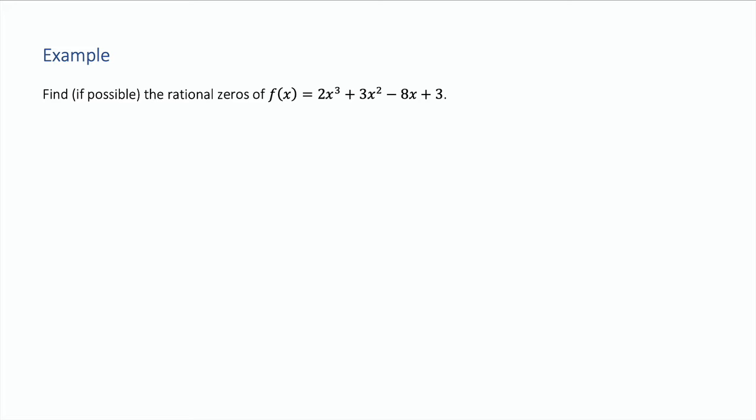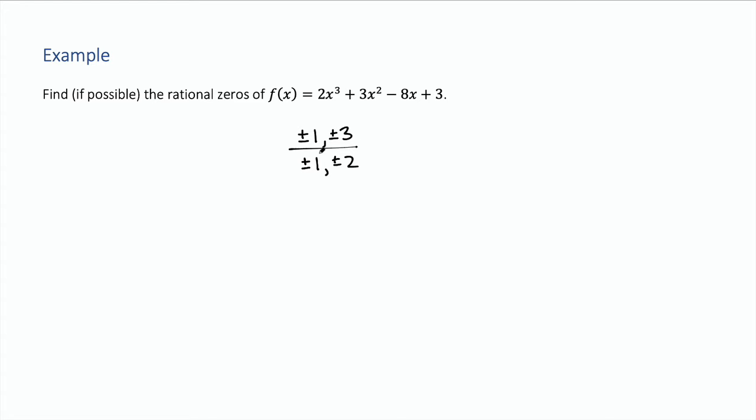To find the rational zeros of this polynomial, we're going to use our rational zeros theorem. We take the factors of the constant term. So the factors of 3 are positive or negative 1 and positive or negative 3. Those are the only factors of 3. And we divide by the factors of the leading coefficient, which is 2. The factors of 2 are positive or negative 1 and positive or negative 2.